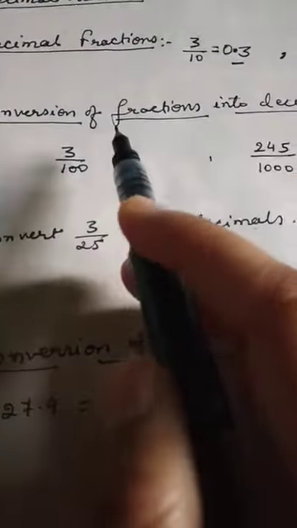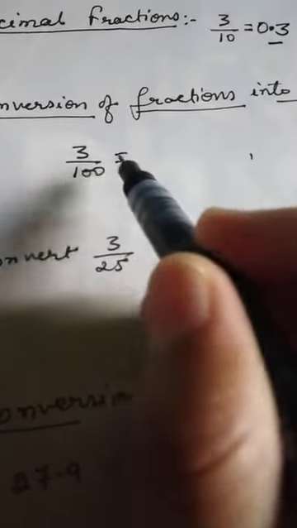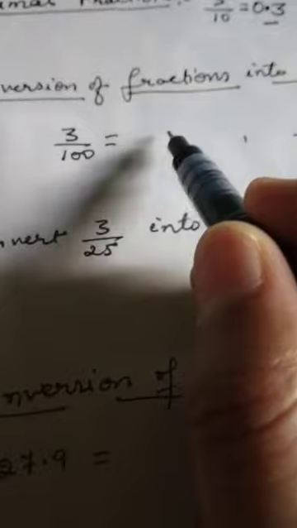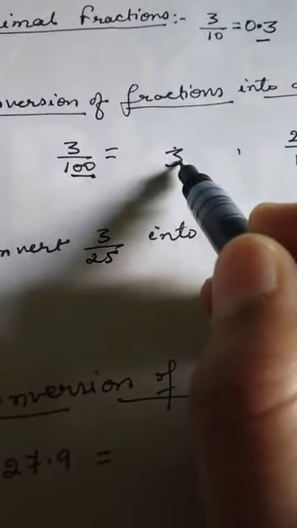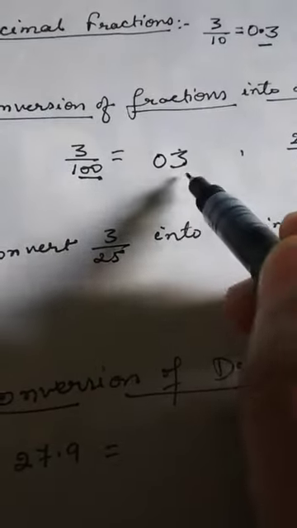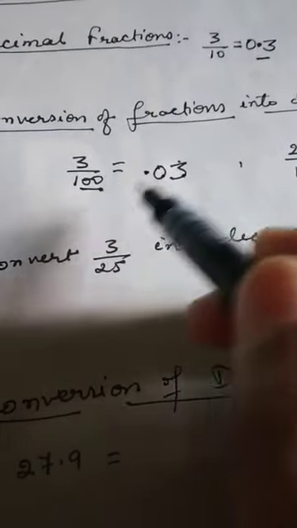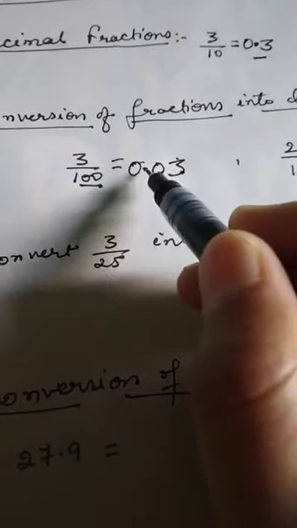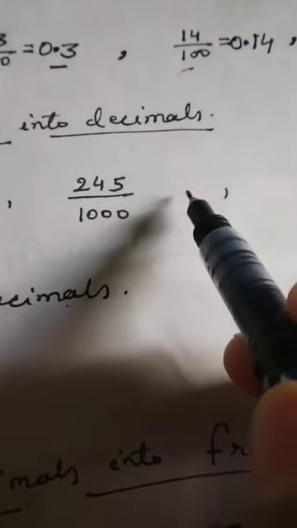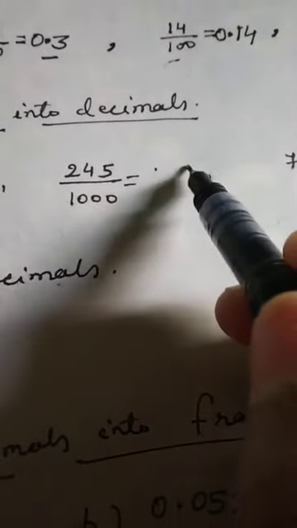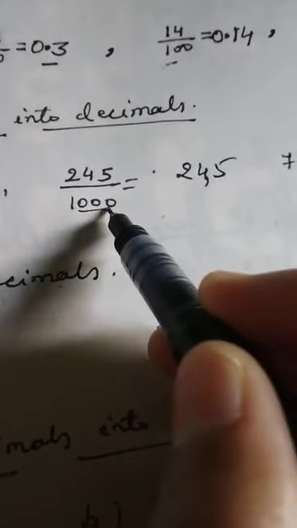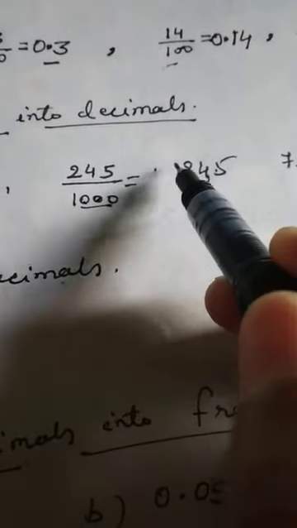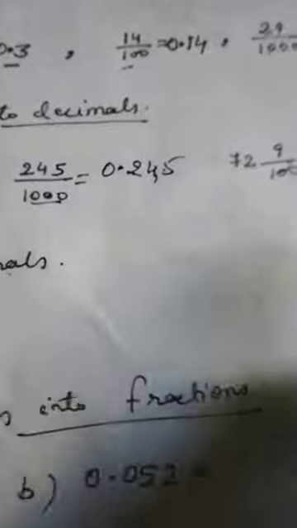Now, how to convert fractions into decimals? We will see some more questions like this, like 3 by 100. So let's change this. How many zeros? 2. So 3, there is only one digit. So we will make one more digit here. 1, 2. So put one decimal. After 2 digits we have put the decimal here. Now here is 245 by 1000. There are 3 zeros. 1, 2, 3. So 1, 2, 3. Put the decimal here. Got it?